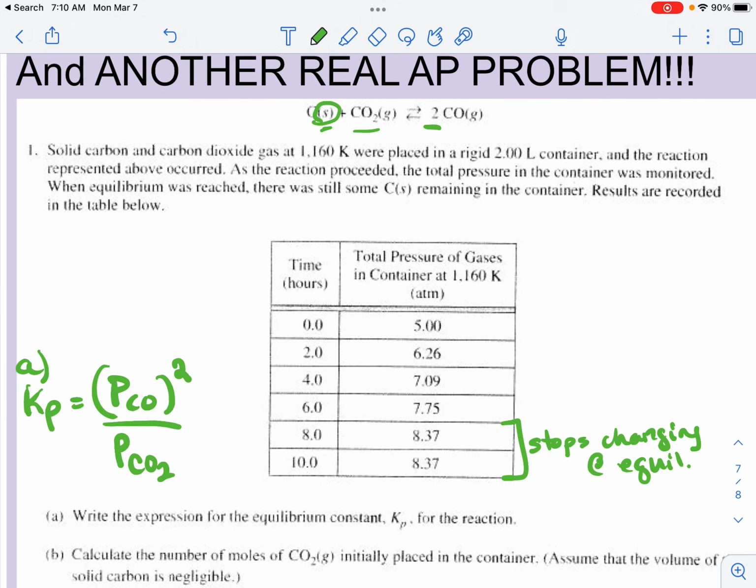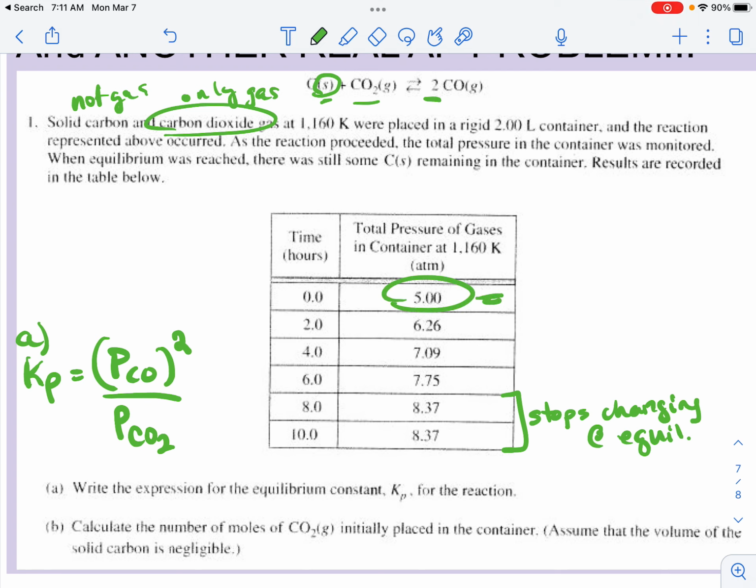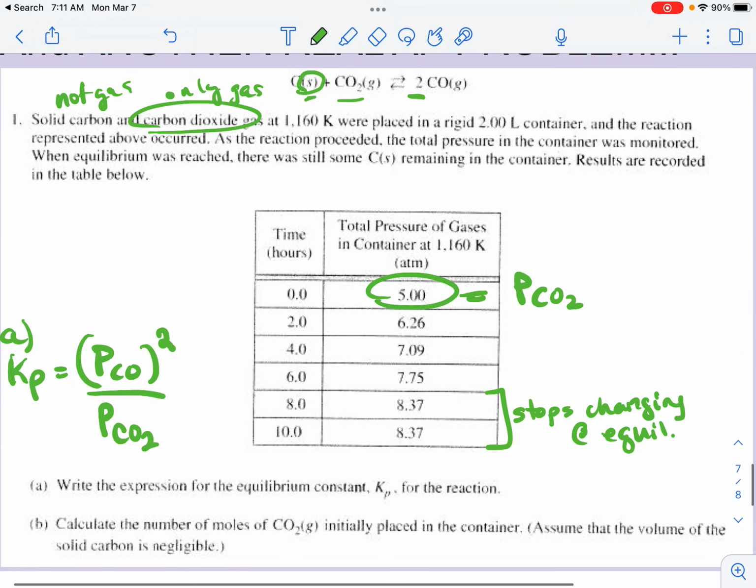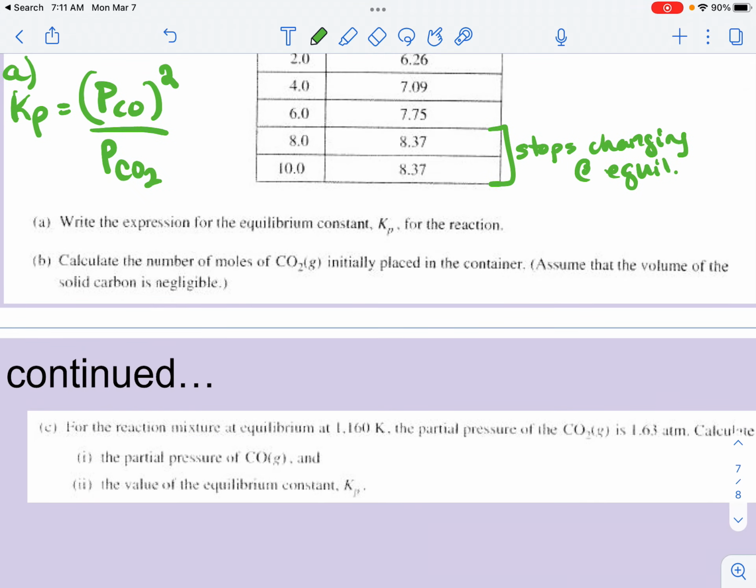So they don't tell me how much. They don't give me any idea of how to do this, except that they tell me that at the beginning it's only CO2, because this is not a gas. So this is the only gas, which means that this pressure has to come from the pressure of the CO2, which means that I can use PV = nRT because they gave me a temperature and a volume and I have the pressure, so I can use that to find moles.